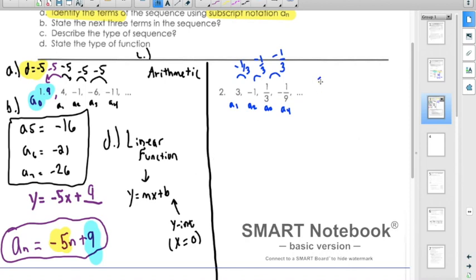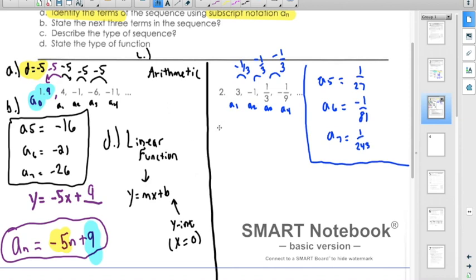Well, if I want to do a sub 5, I got to multiply negative 1/9 times negative 1/3, and that's going to be 1 over 27. A sub 6, multiply 1 over 27 times negative 1/3. That's going to give me negative 1 over 81. Then a sub 7, negative 1 over 81 times negative 1/3 would give me 1 over 243. Okay, so that's part B.